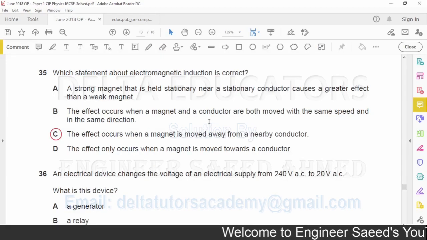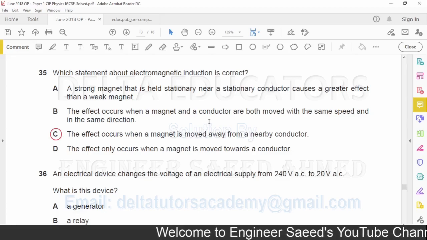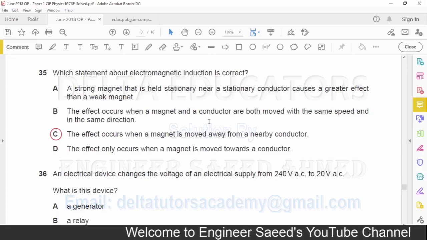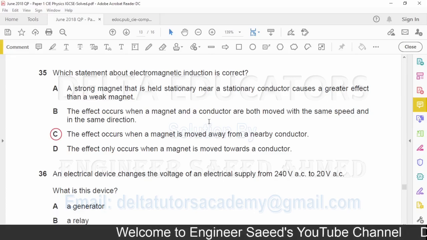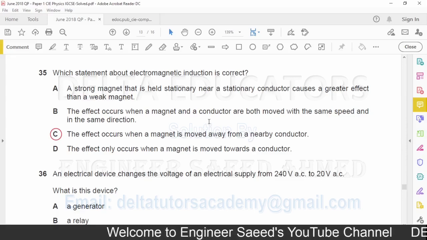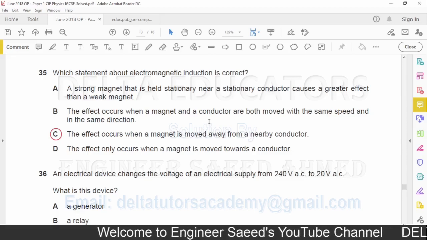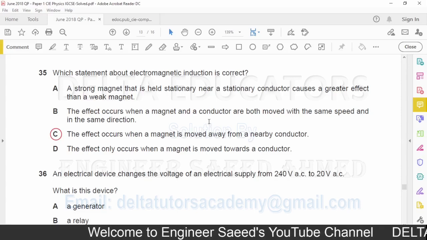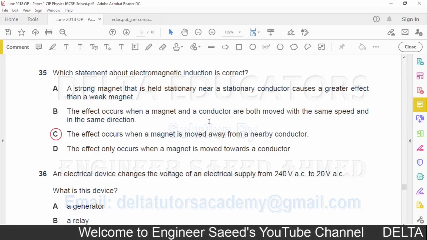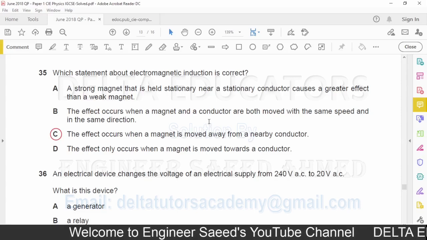Here in the option A, it is given a strong magnet that is held stationary near a stationary conductor causes a greater effect than a weak magnet. We have just observed that if the magnet is moving, then there will be induced EMF, there will be current. If the magnet is stationary, then there will be no more electromagnetic induction. So here magnet is strong or a weak. If it is stationary, there will be no effect. So this option is incorrect.